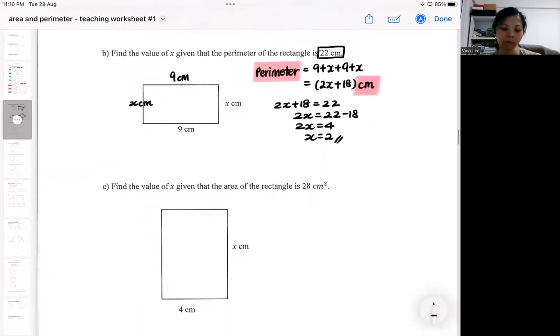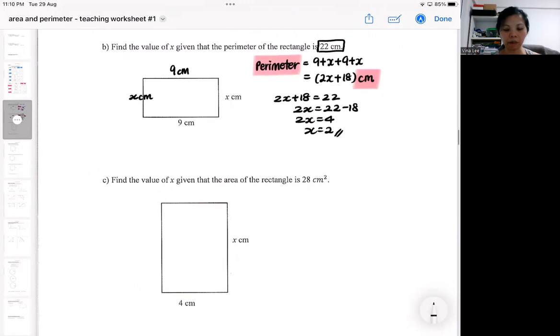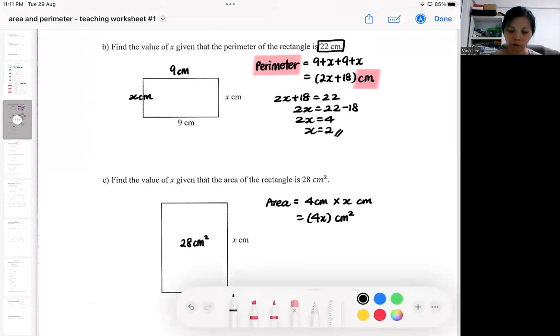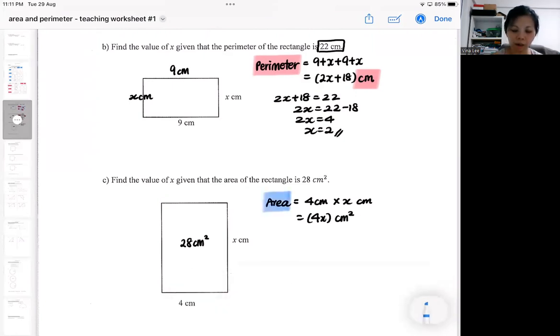Okay, the next one, I'm also supposed to find x, but they gave me the area. So they gave me the area to be 28 centimeters square. So again, I'm going to label my area. Area is length and breadth. So that will give me 4x centimeters square. So I did a label and I did a unit.